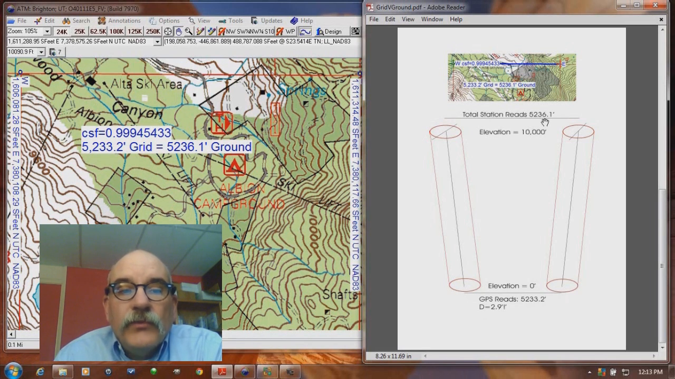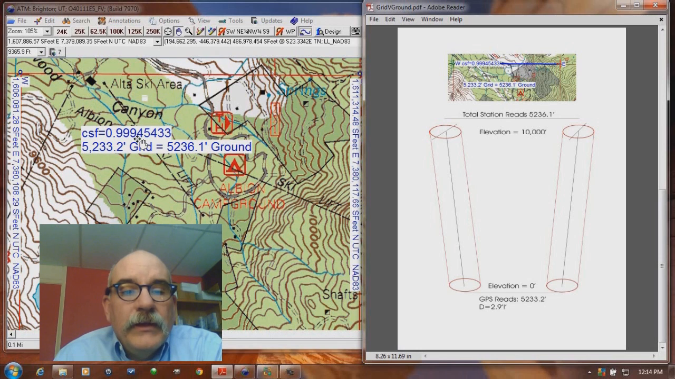Now, how are we going to use a GPS receiver to measure distances? Well, the most common method is to calculate a combined scale factor. In this case, it's 0.999454. Now, this scale factor will change depending upon your elevation above sea level, and it'll also change based upon your latitude. And the reason it changes with latitude is that the world is not a perfect sphere. It's actually an oblate ellipsoid.